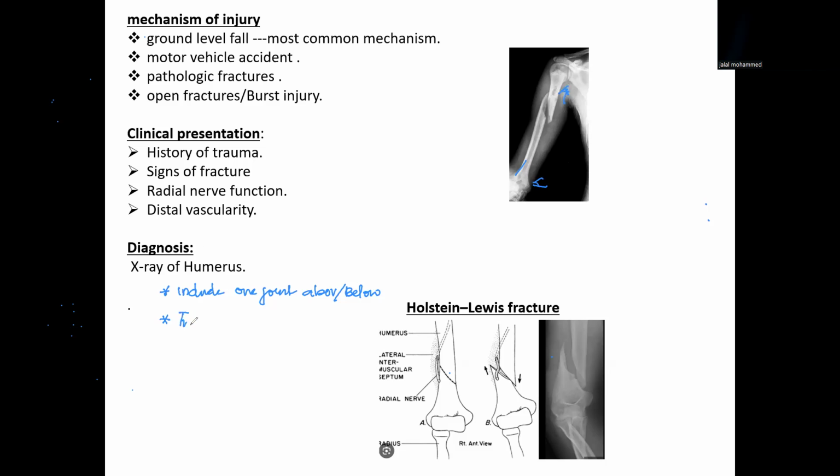Then always take two views, AP and lateral. Don't judge the fracture or the injury only by seeing one X-ray.